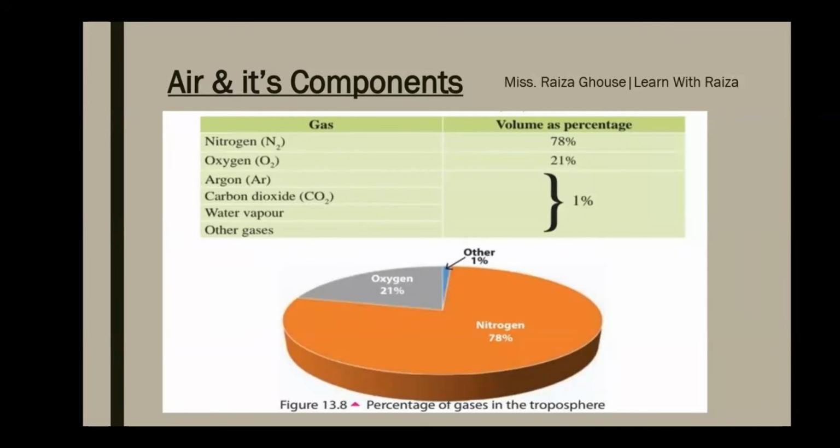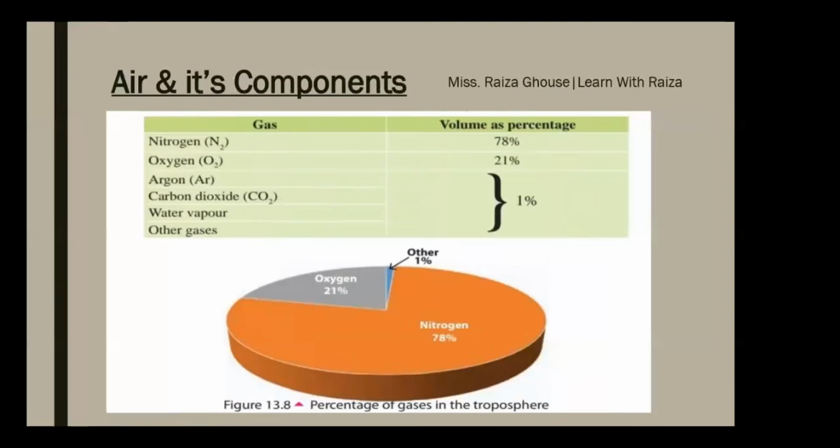Nitrogen, the most abundant gas. Oxygen, the most important gas for respiration. Carbon dioxide, the most essential gas for photosynthesis. Argon, the third most common atmospheric gas, which does not react with any other element. Try to remember these basic important characteristics of these four gases.